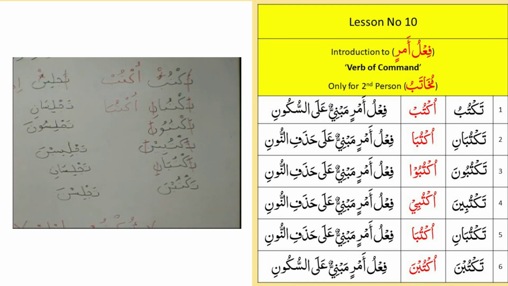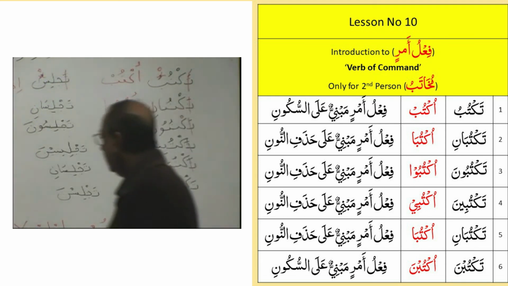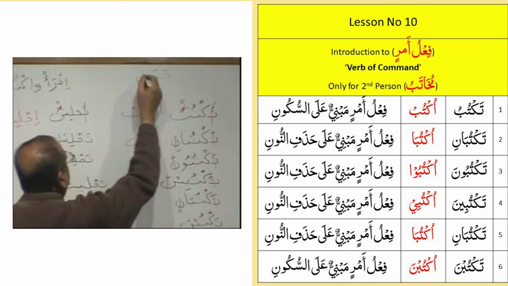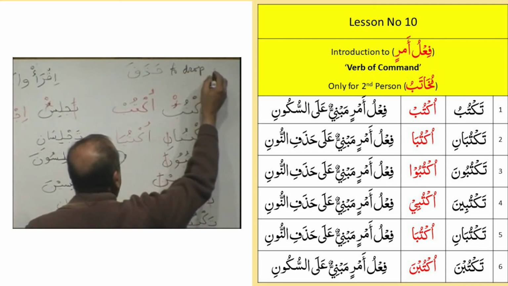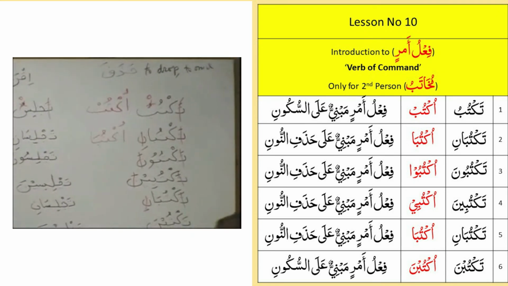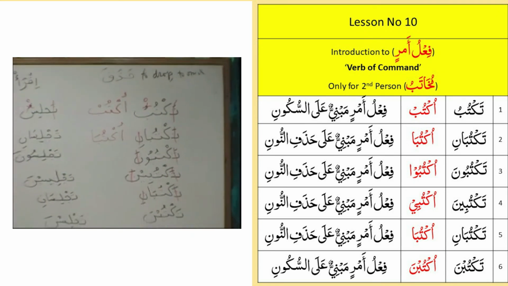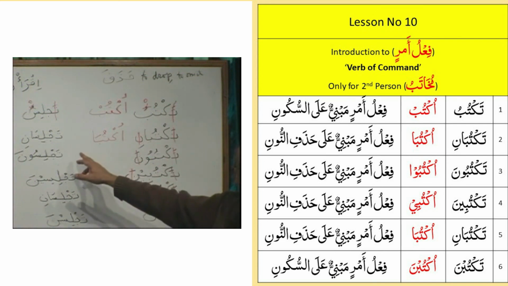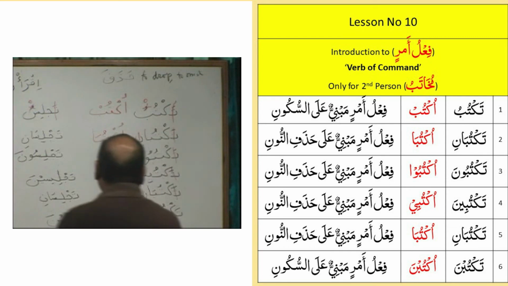Fi3l Amrin Mabniun ala Hazfi Noon. Hazfi means dropping. Hazafa is the verb, to drop, or to omit. Are you with me? So, Fi3l Amrin Mabniun ala Hazfi Noon. See, Uktuba is Mabni ala Hazfi Noon. What did you do? You dropped the Noon. Sahi?